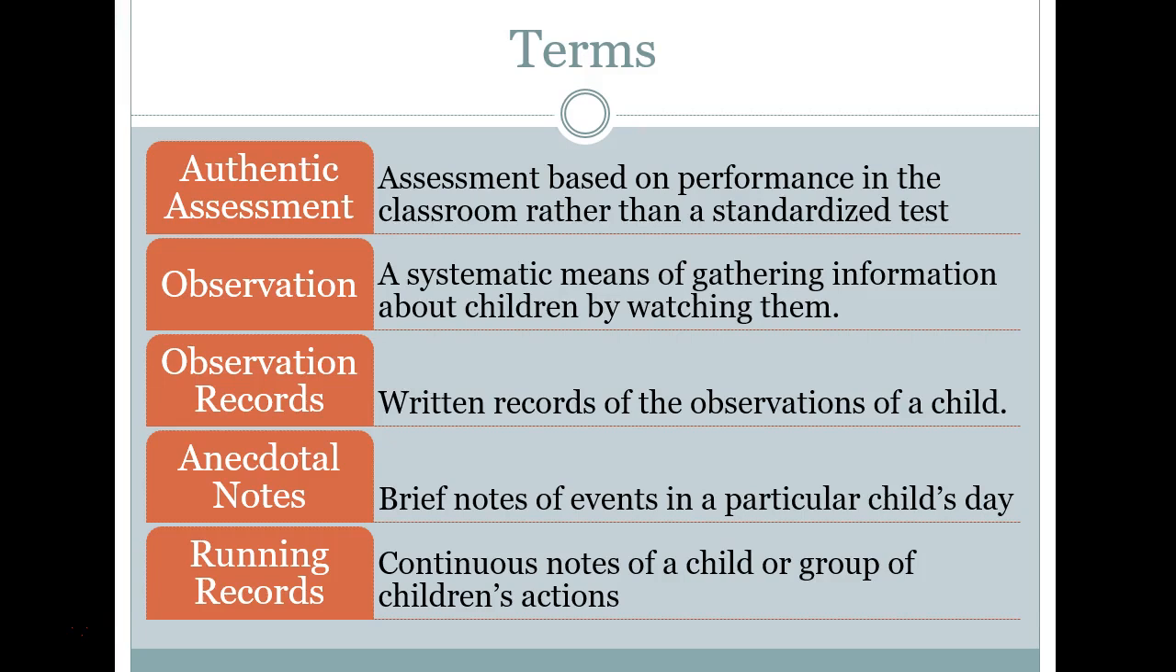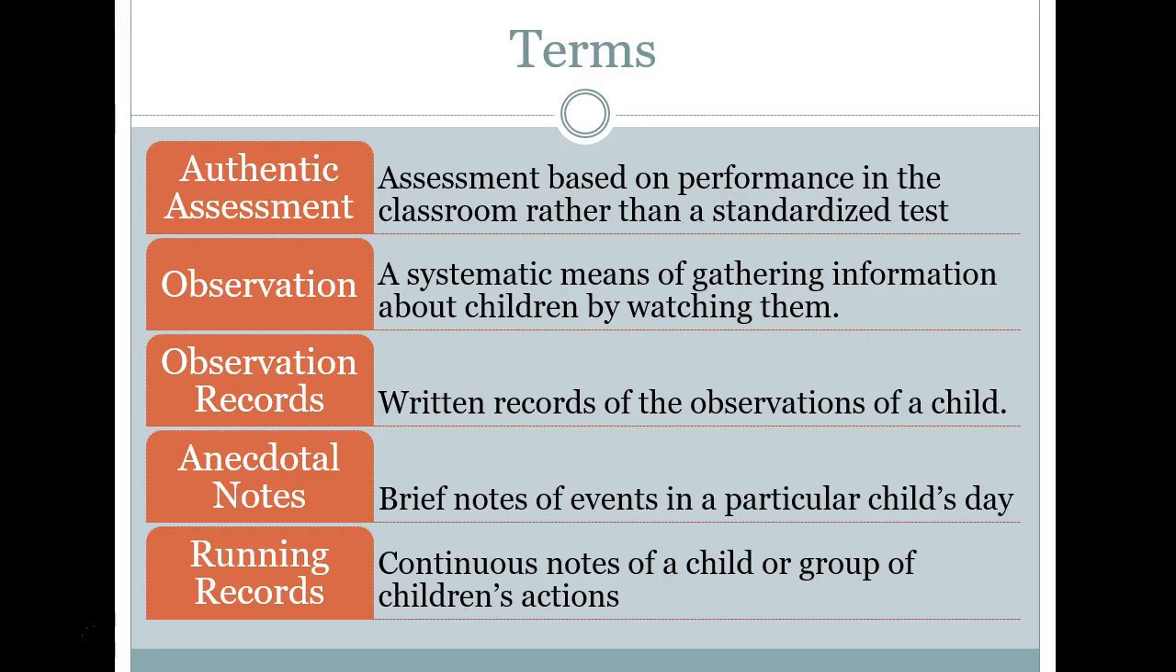Another term that we are going to be looking at quite a bit throughout the semester is observation. Observation is a systematic means of gathering information about children while you're watching them, while you're observing them. And we do that every day when we're in the classroom and working with children. We are observing them. But taking observational records is something that we do in addition to just observing. Observational records are written records of the observations of a child. There are lots of different ways you can record your observations, and today we're going to be talking about anecdotal notes and running records as two ways to record your observations of children.